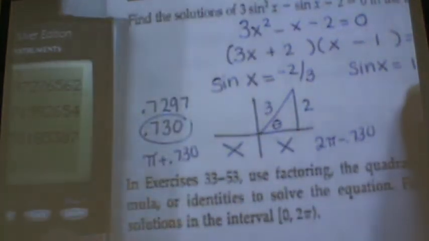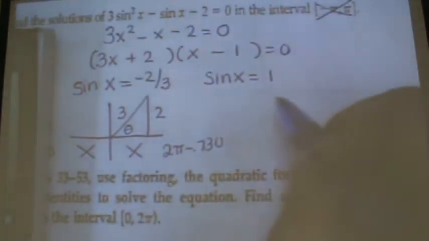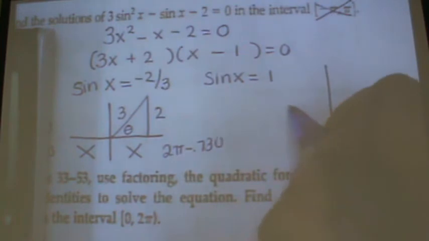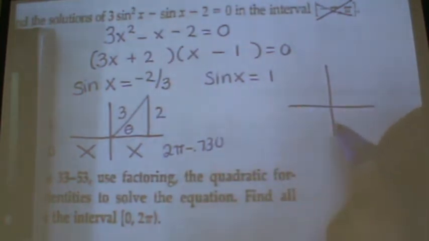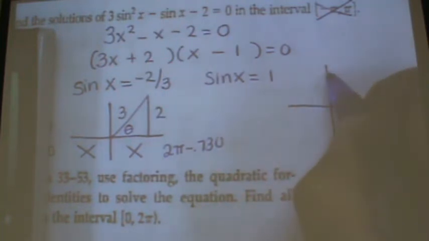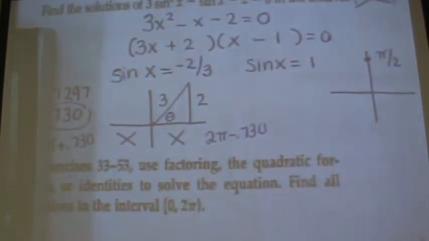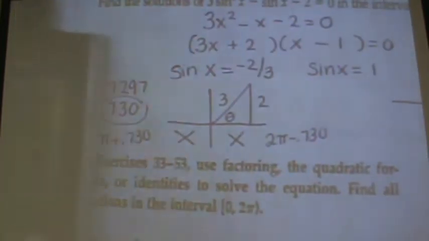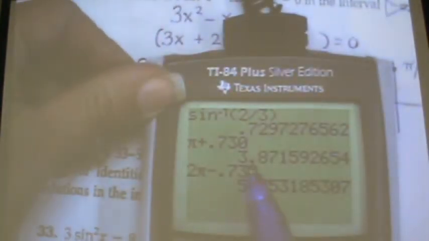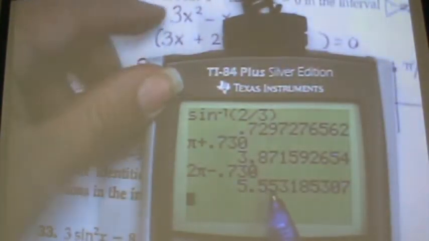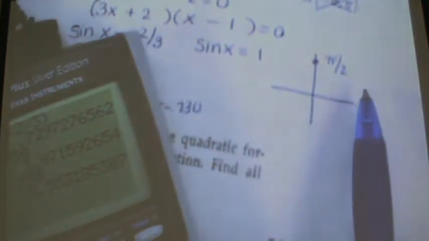Now for this one, we can do this one without a calculator. What's the definition of sine? It's y over r. Where's the y value 1? Quadrant top. Pi over 2. So there's 3 answers here. We have 3.87, we have 5.55, and we have pi over 2.